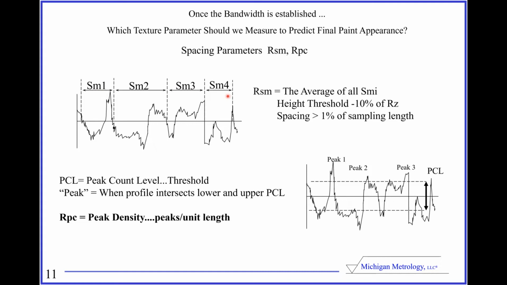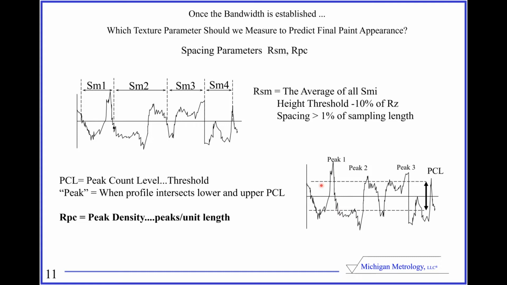Another parameter that's used for measuring spatial characteristics is something called peak count. But in this case, you have to actually specify a peak count level. So this is yet another specification that has to go in the drawing. And you set this level, which is really an envelope, and the profile has to go above that envelope and below that envelope before it's counted as a peak. And then we count the number of peaks per unit length.